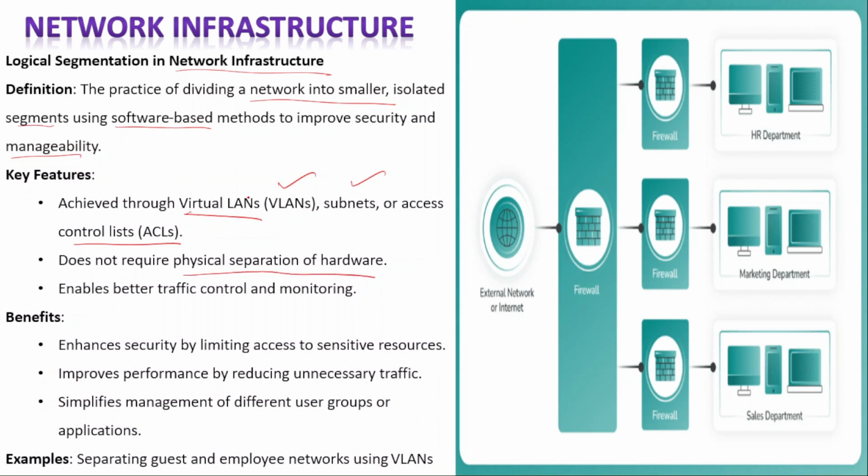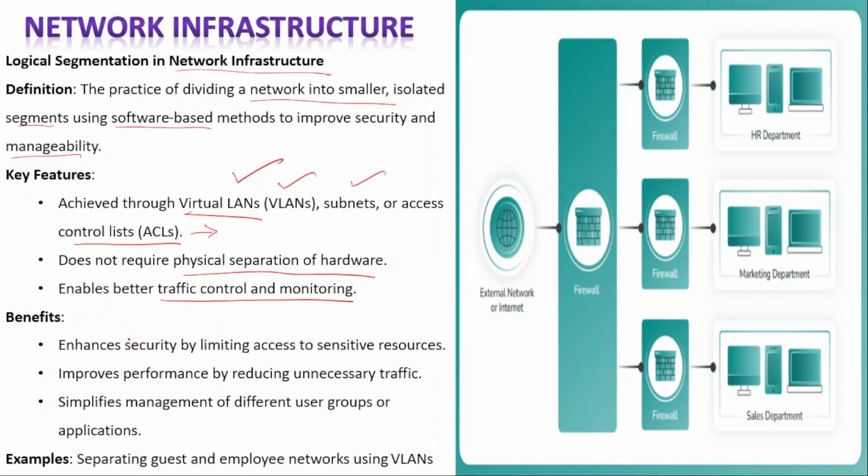You may have the same switch, but you can configure different VLANs inside the switch. You may have the same firewall or router, but you can configure ACLs among different workloads to block communication between them if required, and it enables better traffic control and monitoring.